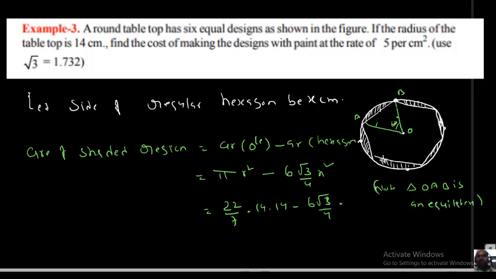That's why the side of the hexagon should be equal to the radius of the circle. I can write here r square. So we need to simplify this: 22 by 7 into 14 minus 6 root 3 by 4 into radius, what? 14. Okay, 14 into 14.